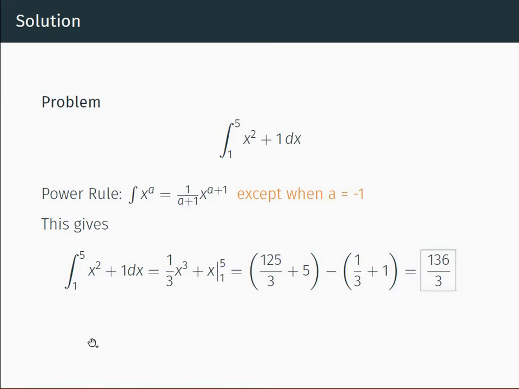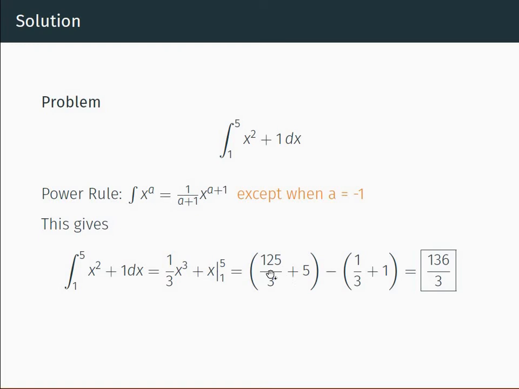So if we use this rule, we get the integral of x squared, which is going to be 1 over 2 plus 1, that's 3, x to the third. And then the integral of 1, that's x. So again, you can use your rule for this. So you can do 1 over 0 plus 1, which is 1, x to the 0 plus 1, which is 1. Now we want to evaluate this from 1 to 5.